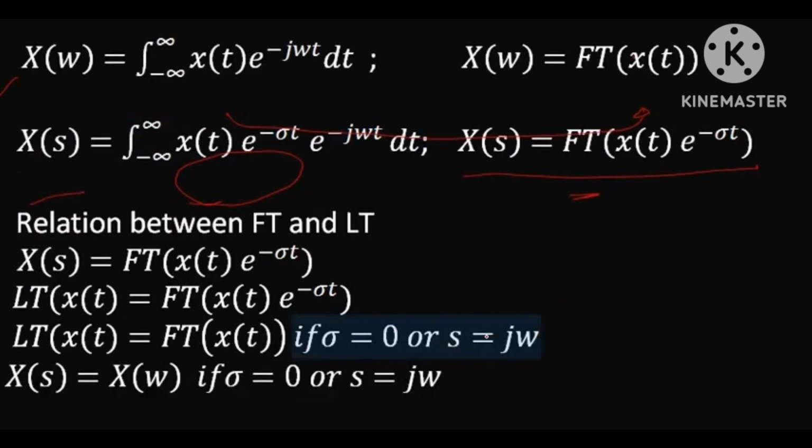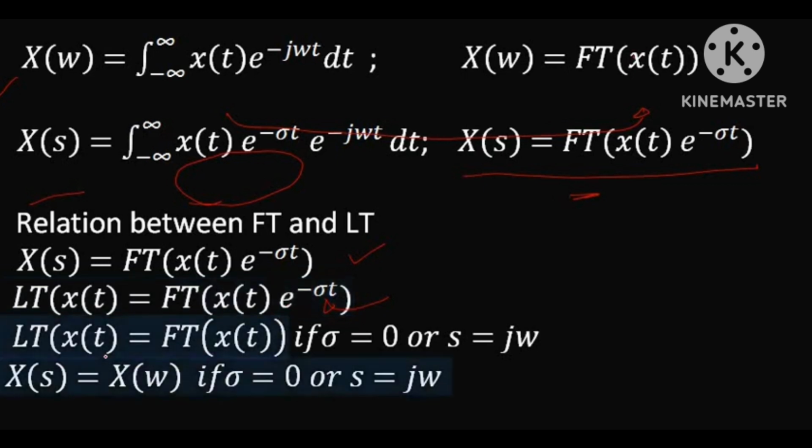So X(s) is equal to Fourier transform of x(t) e raised to minus sigma t. So X(s) we can write as Laplace transform of x(t) equal to Fourier transform of x(t) e raised to minus sigma t. Now Laplace transform of x(t) is equal to Fourier transform of x(t) if you put sigma is equal to 0. If you put sigma is equal to 0, then e raised to 0 is equal to 1.